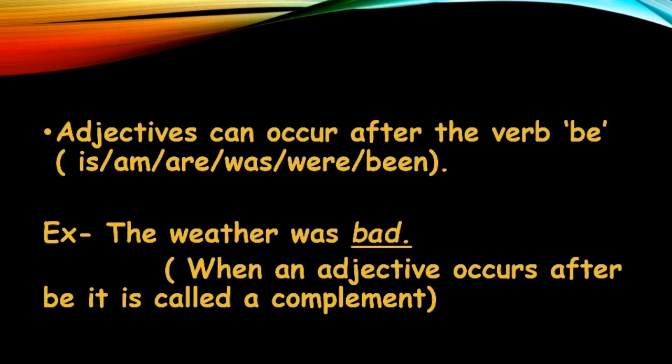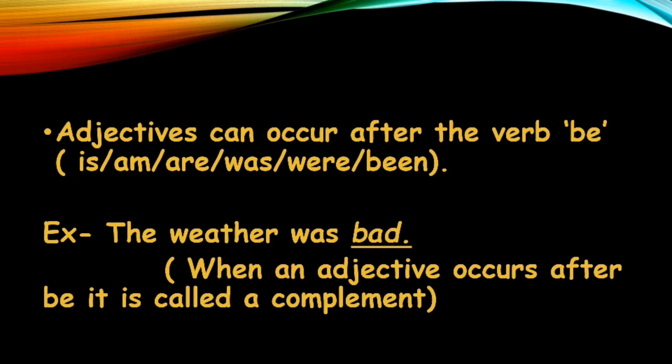Okay, now there's one thing that you all need to know. When an adjective occurs after be, जब कोई भी adjective be की किसी भी फॉर्म के बाद आता है, it is called a complement. A complement you are going to see in your senior classes. You'll be having a separate chapter for complement, right? So what you need to know is that whenever an adjective is used after any form of be, की forms कौन सी हैं? is, am, are, was, were, किसी के बाद भी use होता है, then it will be called a complement, right?